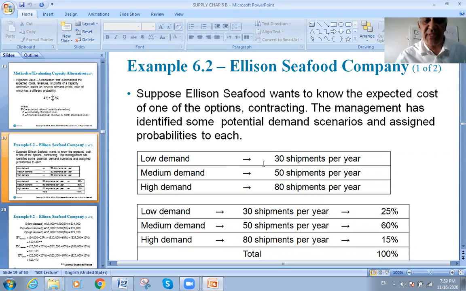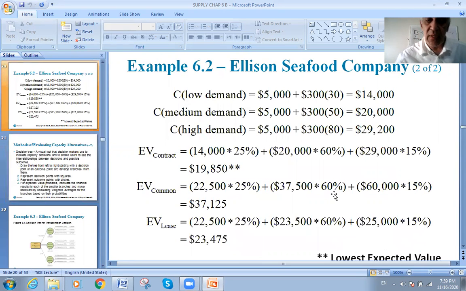But at least you will know that we have three cases of nature: low demand, medium demand, high demand. In the low demand, we have 30 shipments per year, here 50 shipments per year, 80 shipments per year. What we care about is the percentage: 25%, 60%, 15%. That's what we care about. And this is how it will be calculated at last.